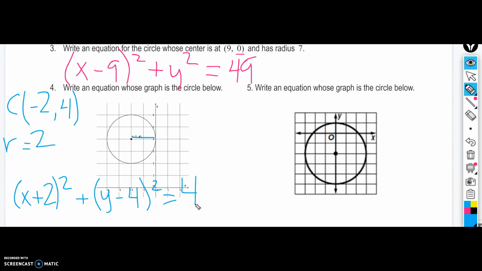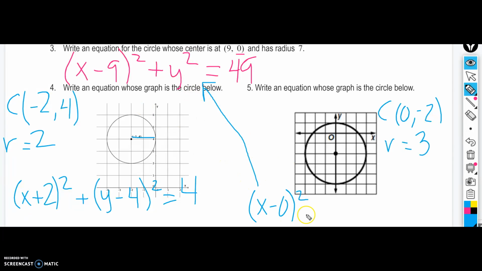5, you're going to do the same way. My center in this case is 0, negative 2. My radius is positive 3. So my equation is x minus 0 squared. Remember what I said up here? I don't really want to write x minus 0 squared. It's just not super pretty. So instead of writing that, I'm just going to keep that as x squared, because of what we did up above. So x squared plus y plus 2 squared equals 3 squared, or 9.